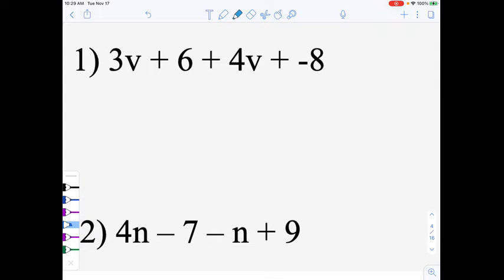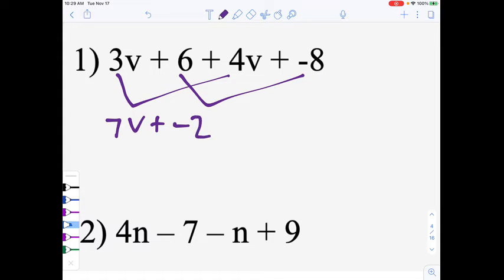3v plus 6 plus 4v plus -8. First thing I like to always check for is to see if I can add up anywhere, because that's going to help me to get the right answer. This problem I can't, so now I'm just going to combine like terms. 3v plus 4v is 7v, plus 6 plus -8 is -2. I can't combine those because those are not like terms, so there's my answer.